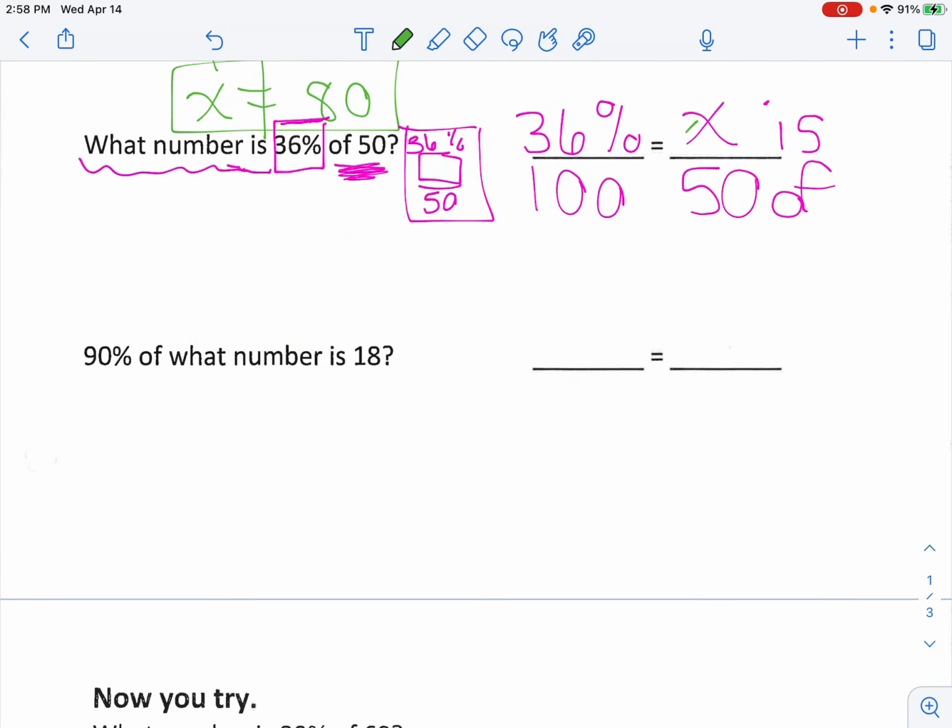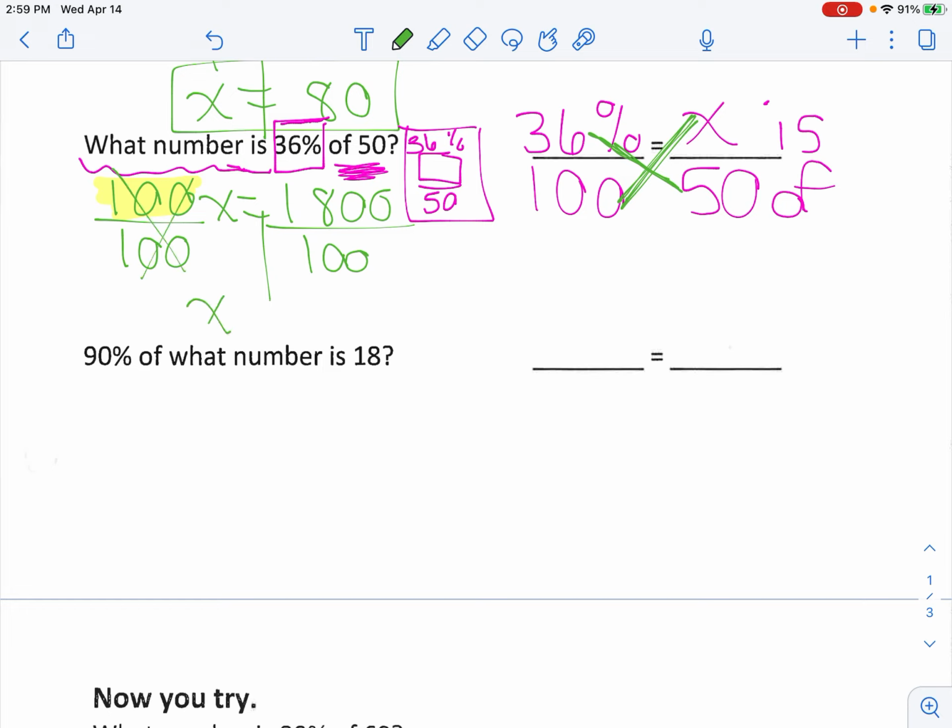Cross products. Always multiply by the x first. 100 times x is 100x. 36 times 50. Go to your calculator. Multiply 36 times 50. My calculator says 1800. 100 is the coefficient. So 100 is the number that we have to divide both sides by. Anytime we divide a number by itself, the answer is always going to be 1. So the left side of our equation cancels down to x.